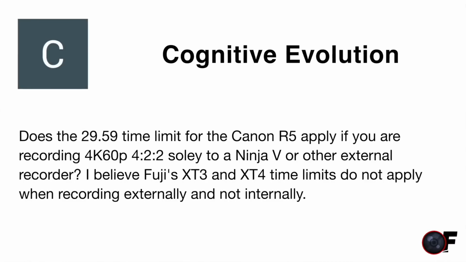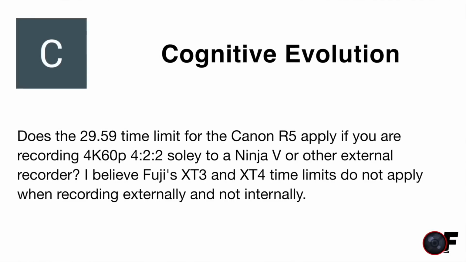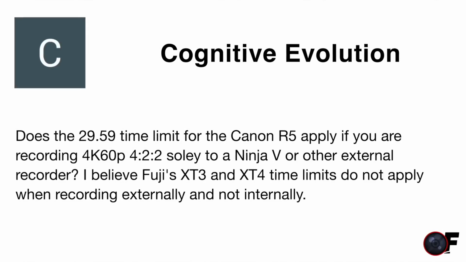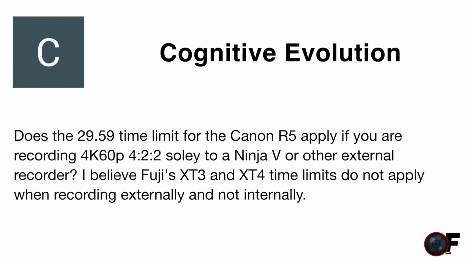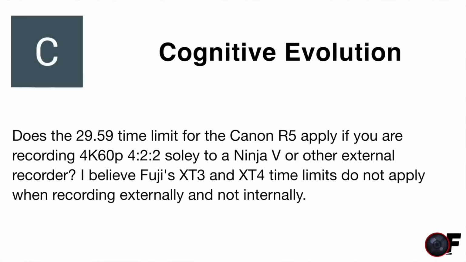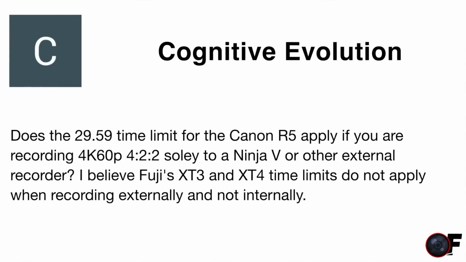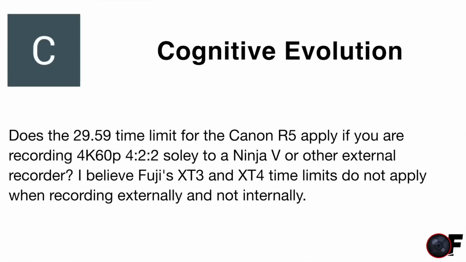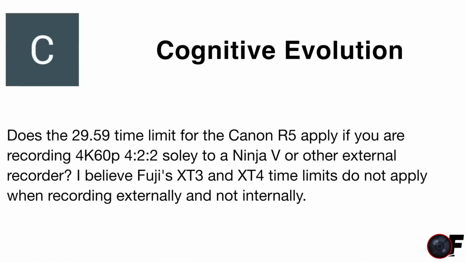Cognitive Evolution asks, does the 29:59 time limit for the Canon R5 apply if you're recording 4K 60 422 solely to a Ninja 5 or other external recorder? I believe Fuji's X-T3 and X-T4 time limits do not apply when recording externally. Simply put, whenever you're exporting through the HDMI, whenever you're doing live streaming or recording to an external recorder, no, time limits do not apply. Overheating limits do, yes, but time limits don't.